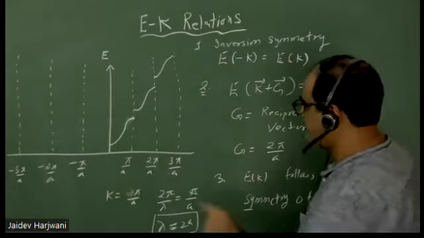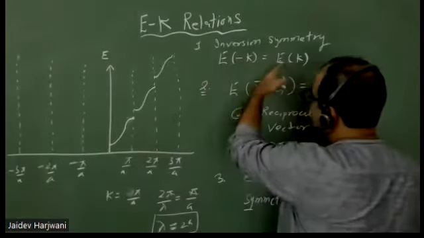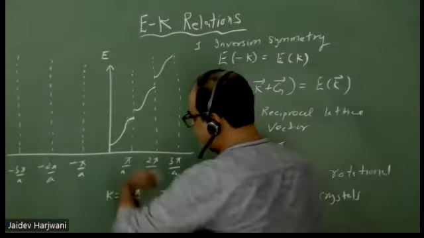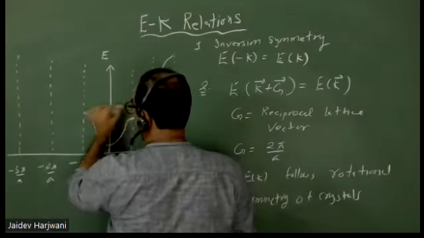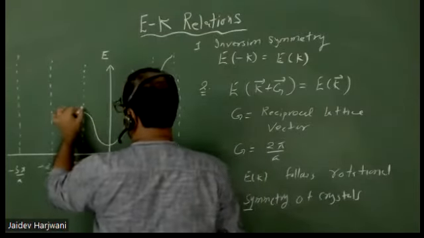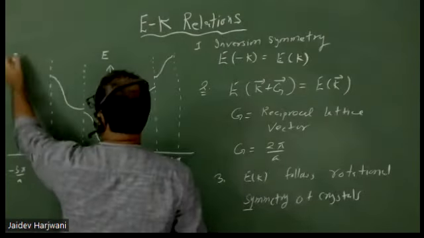Now we have this diagram from E(k). Now it should follow inversion symmetry. So on this side also you get the same kind of graph. So here we have this, and you get this one again.